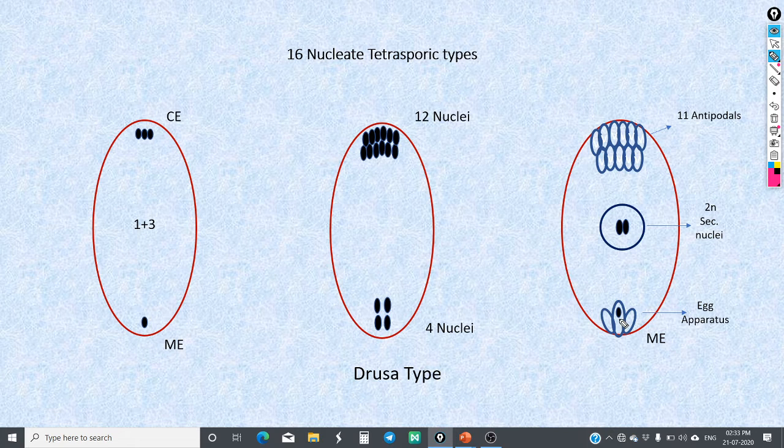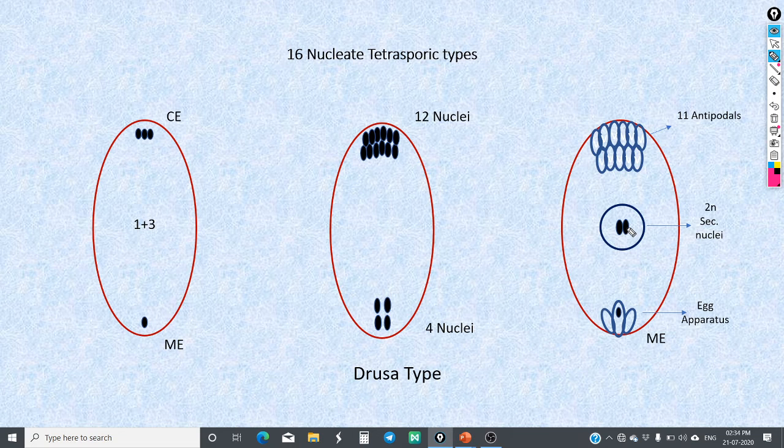The one which is at the center is known as egg cell, which is larger in size when compared to the two lateral cells. And these two lateral cells are known as synergids. And the remaining 11 nuclei which are present at the chalazal end also develop the plasma membrane, and they convert into antipodals. Again, these antipodals may degenerate either before or after the fertilization. Okay, so in Drusa type, you can see only diploid secondary nucleus.